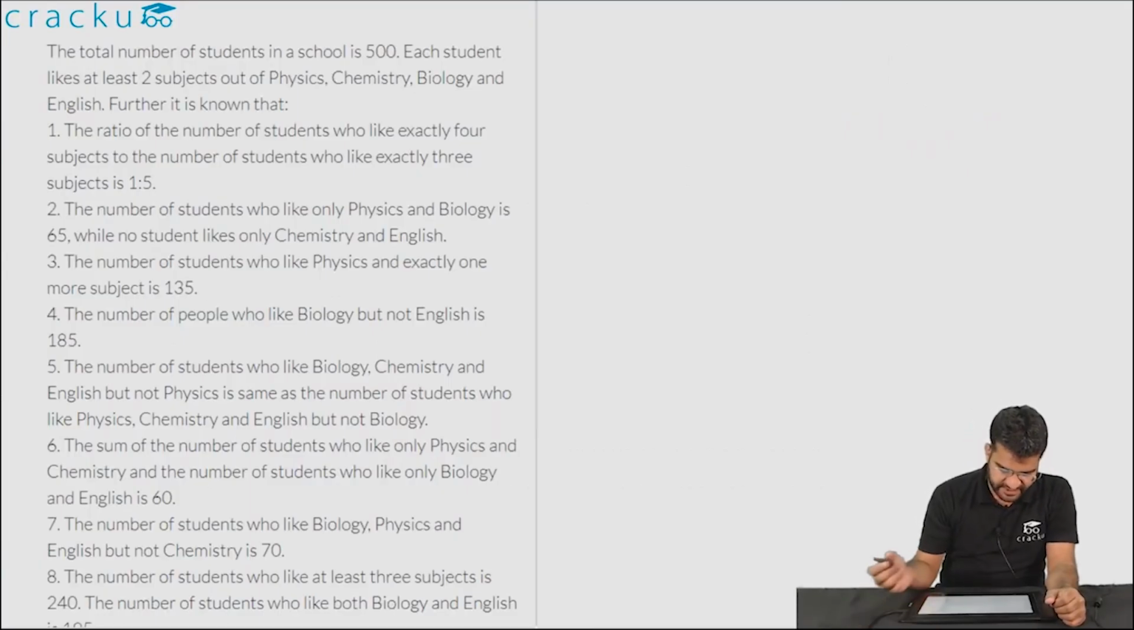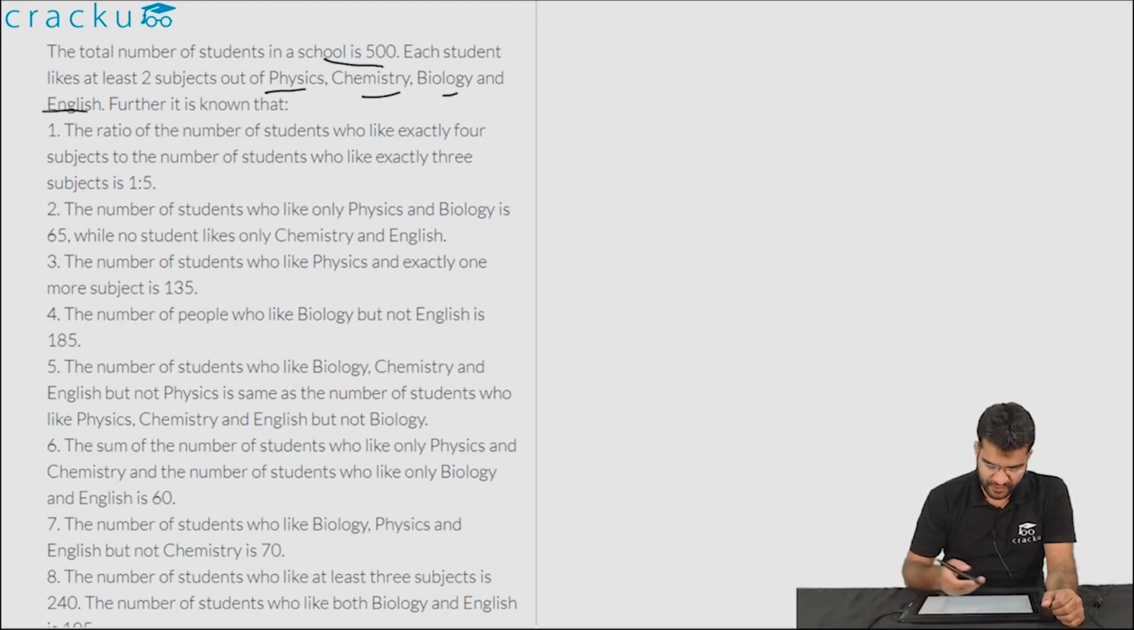In this question, it is given that there are a total of 500 students in a school, and each student likes at least 2 subjects of physics, chemistry, biology and English. So whenever you see that there are different students who like different sets which can overlap, for example, a student can like physics and chemistry, he can also like biology, this kind of a question is a Venn diagrams question.